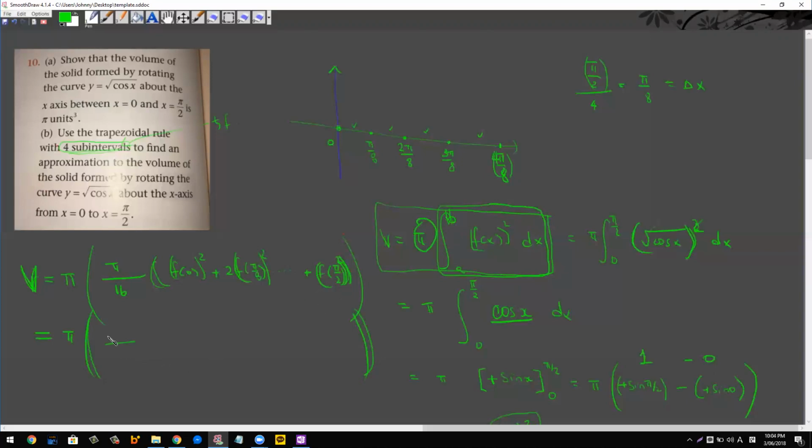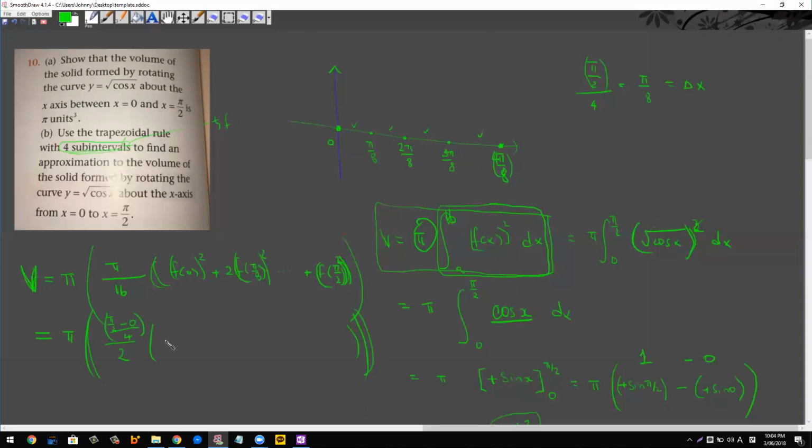And the rule was delta x, which is the increment. So how do I get the increment? B minus A divided by 2. No, not divided by 2. Divided by n. B minus A, divided by n, that's right. So this was pi over 2 minus 0 over 4. All right? And this was over 2, right? And then you can see that it's the original function 1, 2, 2, 2, 1.